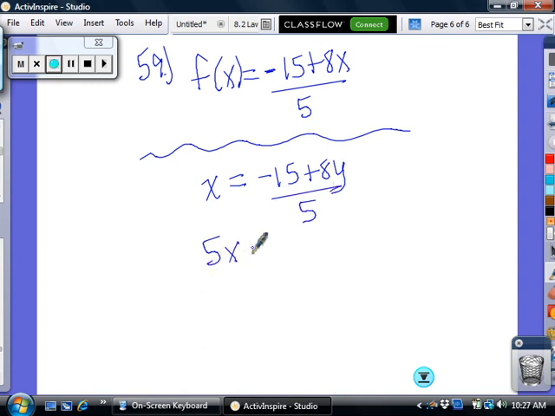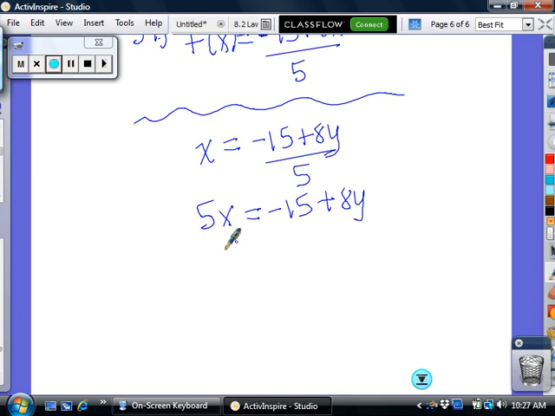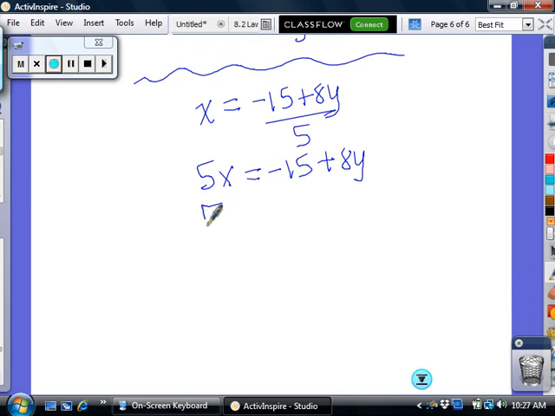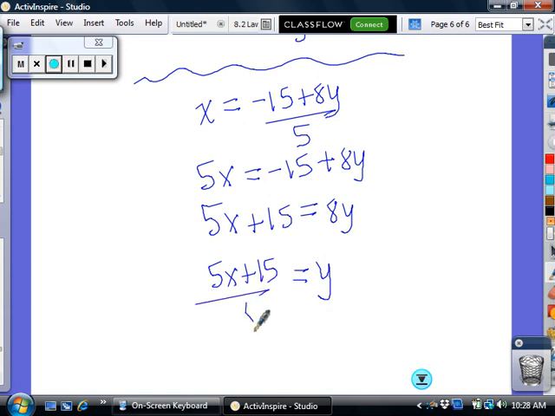Cross multiply. We're just solving for y here, so we need to add 15. And then divide by 8. And that is the inverse.